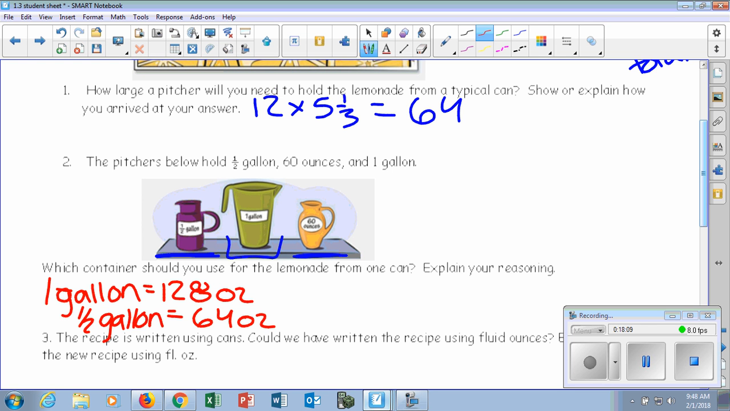Okay. Yeah, Blake? The 60 ounce one would be too small. If we were to fill 64 ounces into a 60 ounce, like a vase, it would overflow, wouldn't it? So we can eliminate that one. We don't want to use that one.